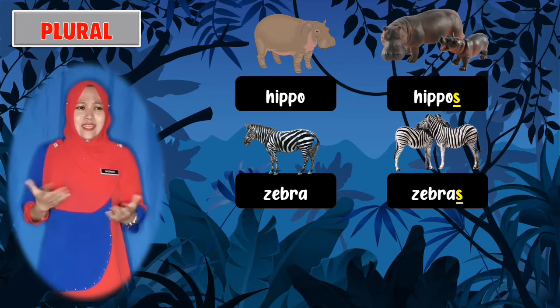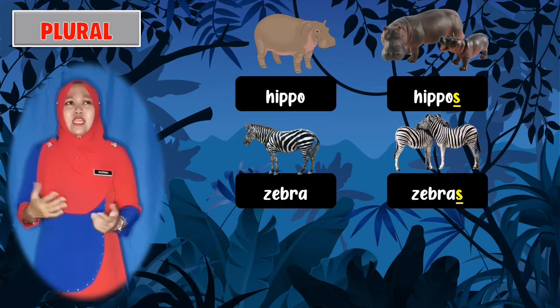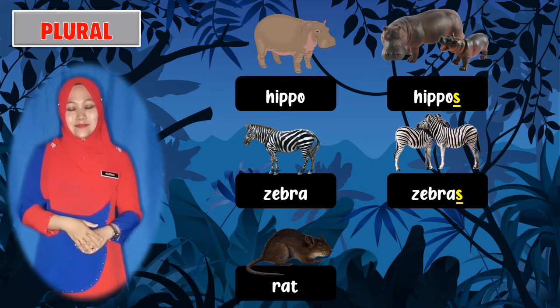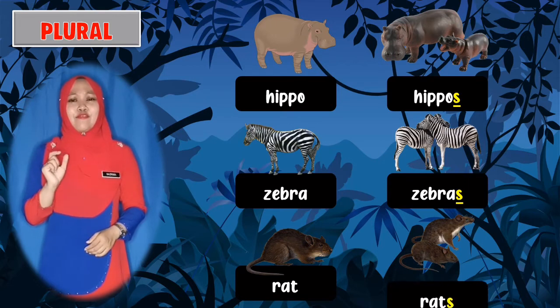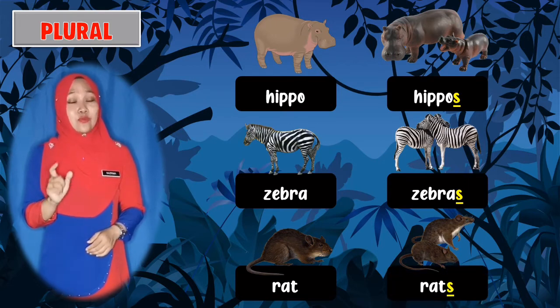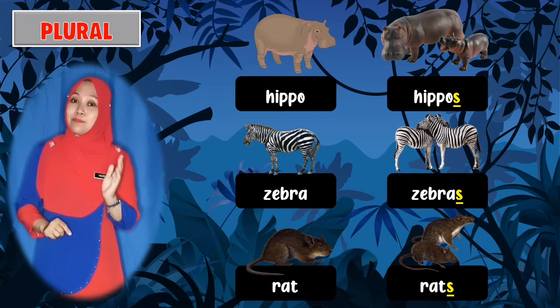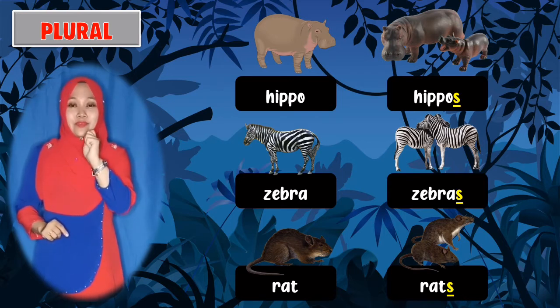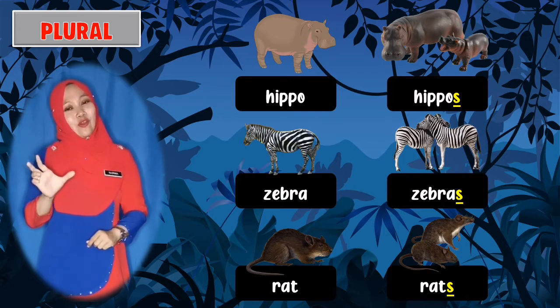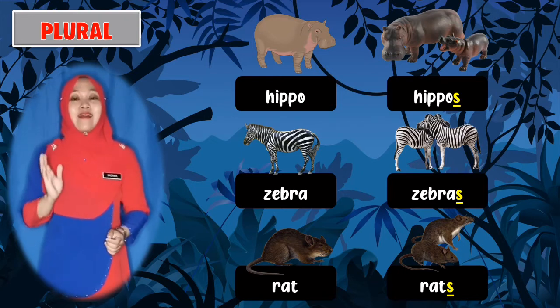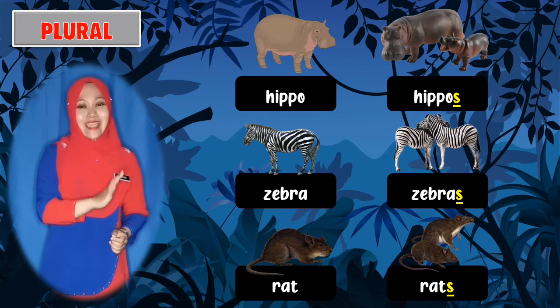Z-E-B-R-A-S. And the last one, number 5, let's say we write rats. The word rat without s is singular. But to make it plural, we have to put s at the end of the word rat. It becomes rats. R-A-T-S.